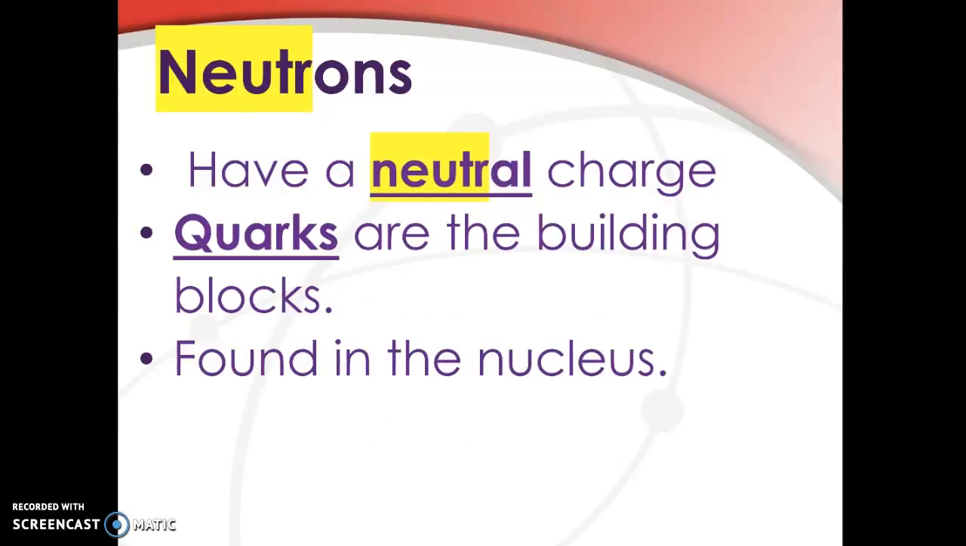Neutrons have a neutral charge. You'll notice that I've highlighted the first 5 letters because sometimes people get neutron confused with the word negative. It should not be a negative charge. And quarks are also the building blocks of these as well. So quarks are the building blocks of both protons and neutrons, all the things found in the nucleus of an atom.